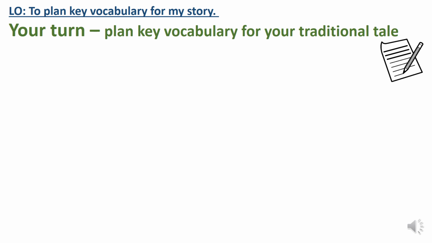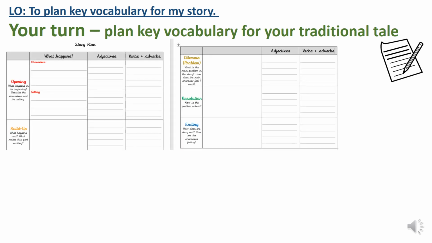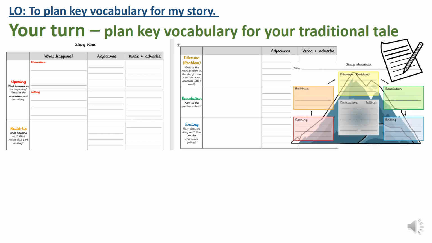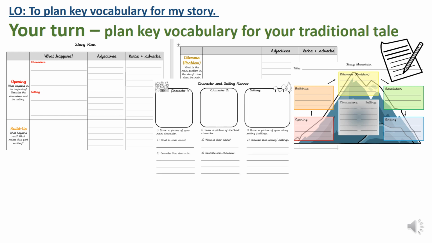So now it's your turn, and there are lots of different things you can use to help you plan your vocabulary for your traditional tale. You will definitely need the story plan template. So you will need this worksheet to help you, and that's got the different parts of your story. It asks you to write what happens and then use your adjectives, verbs, and adverbs. You will also need your story mountain from yesterday, so you will need to copy those ideas onto the story plan before you put your adjectives, verbs, and adverbs on it.